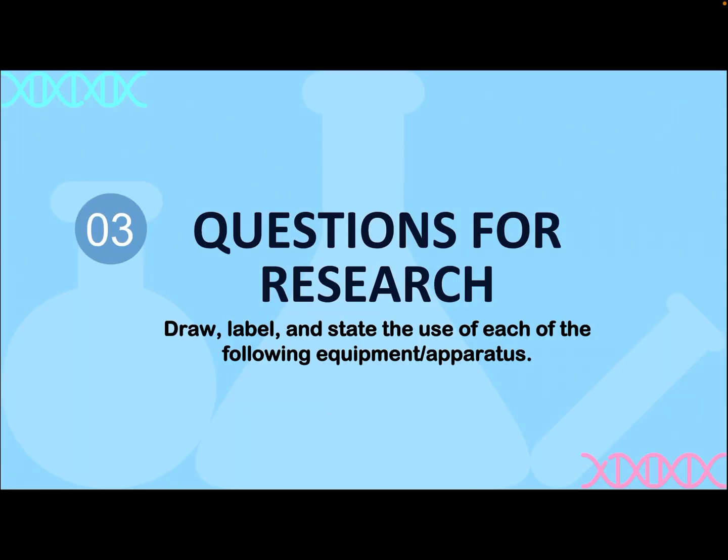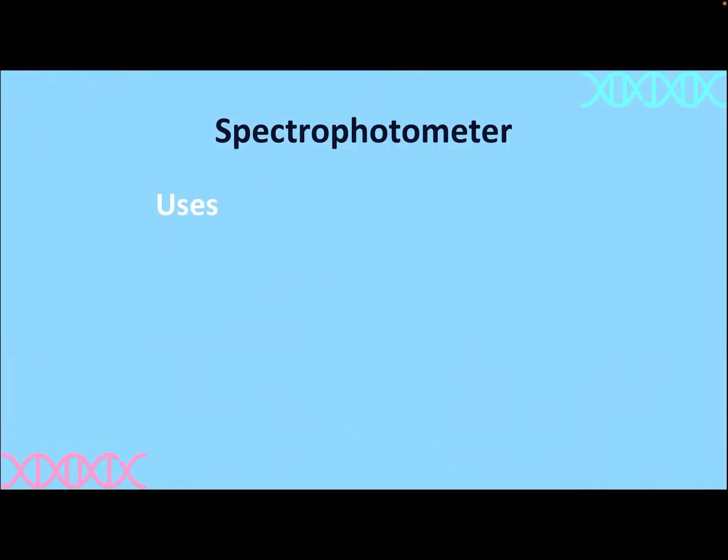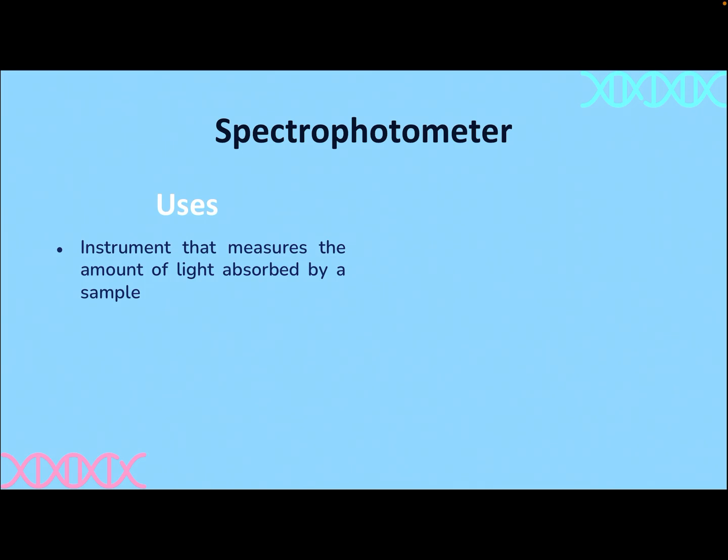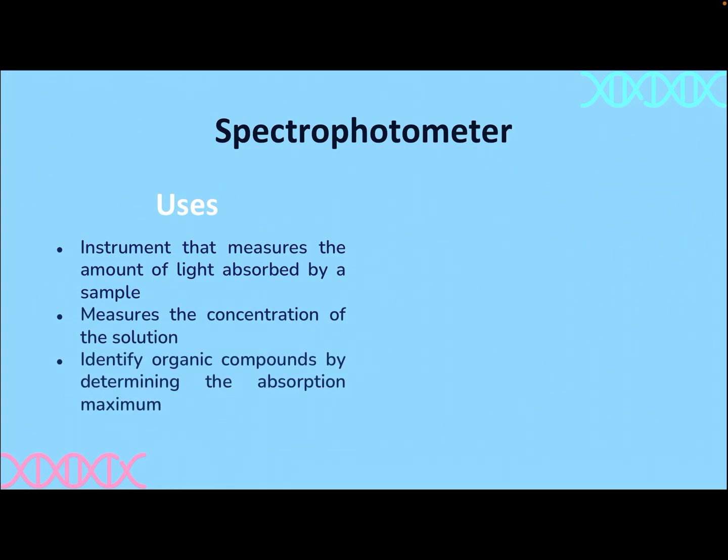For the question for research, you were asked to draw, label, and state the use of each of the following equipment or apparatus. We start off with spectrophotometer. It is an instrument that measures the amount of light absorbed by a sample. It also measures the concentration of the solution and can identify organic compounds by determining the absorption maximum.